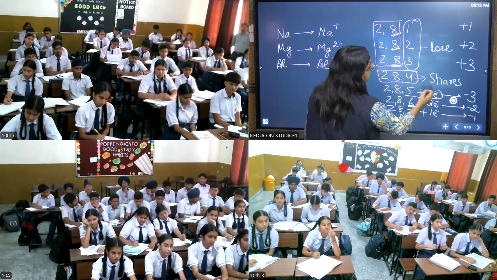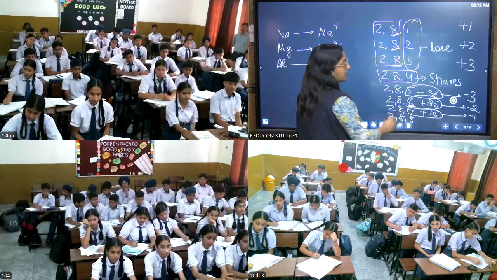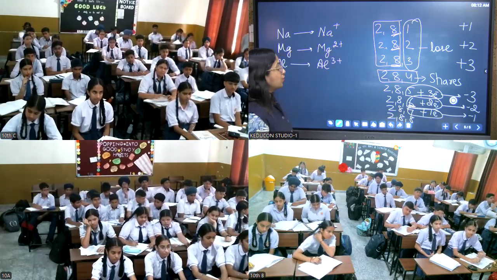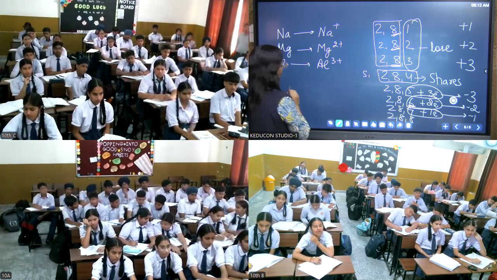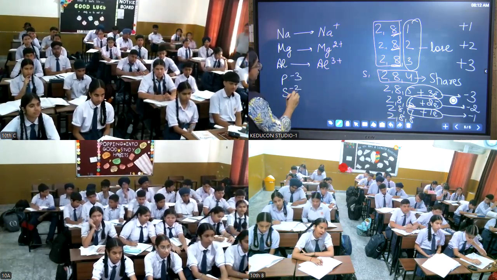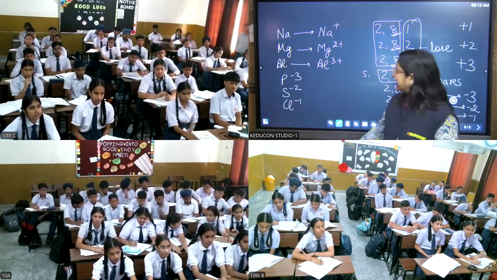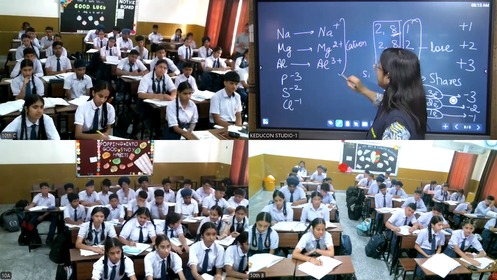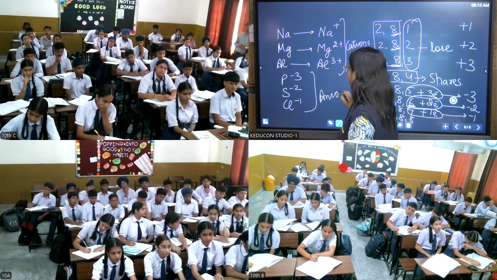If it gains 3, this becomes 8. Gains 2, this becomes 8. Gains 1, this becomes 8. Right? So this is the normal tendency of elements to show these charges on them. So silicon will share, but phosphorus will gain 3, sulfur will gain 2, chlorine will gain 1. Those that carry positive charge are called cations. And those that carry negative charge are called anions.